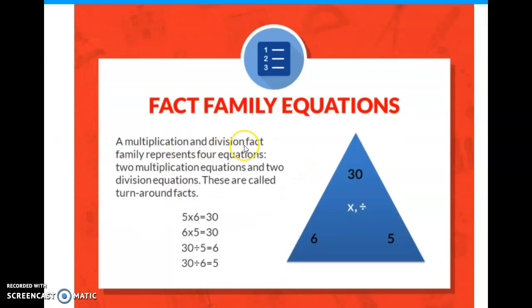A multiplication and division fact family represents 4 equations, 2 multiplication equations and 2 division equations. These are called turnaround facts, meaning you can turn part of the problem around and you're going to get the same thing. So 5 times 6 equals 30, and if I turn around the multiplication part, 6 times 5 equals 30. 30 divided by 5 equals 6, and if I turn around what you're dividing by, you can't turn around the 30 because that's what you're dividing, and the second number is what you're dividing by. 30 divided by 5 equals 6, or 30 divided by 6 equals 5.